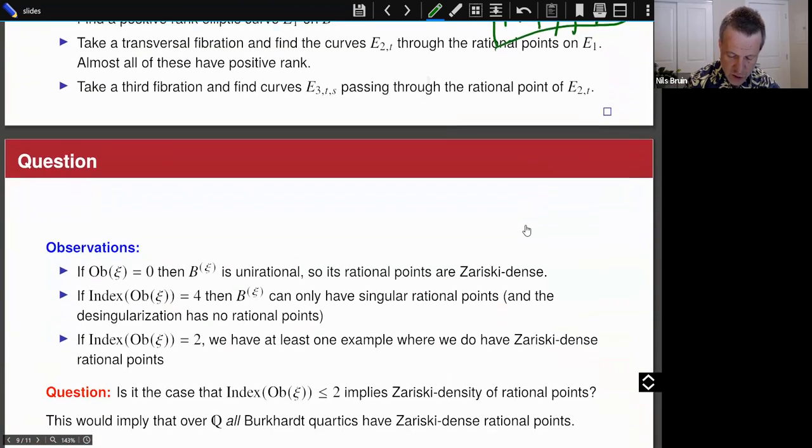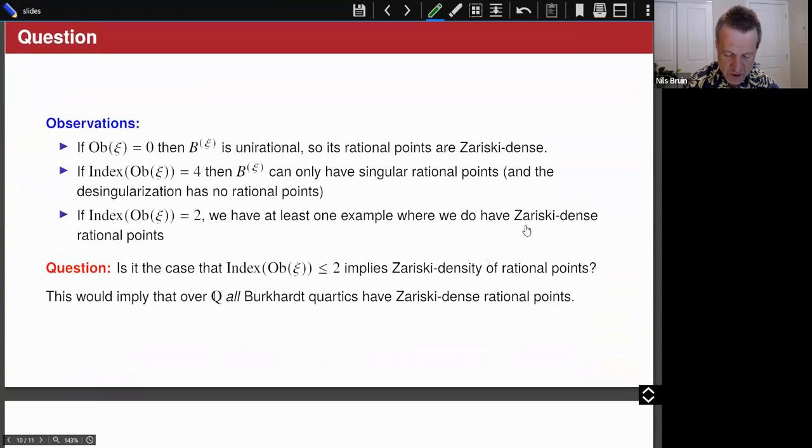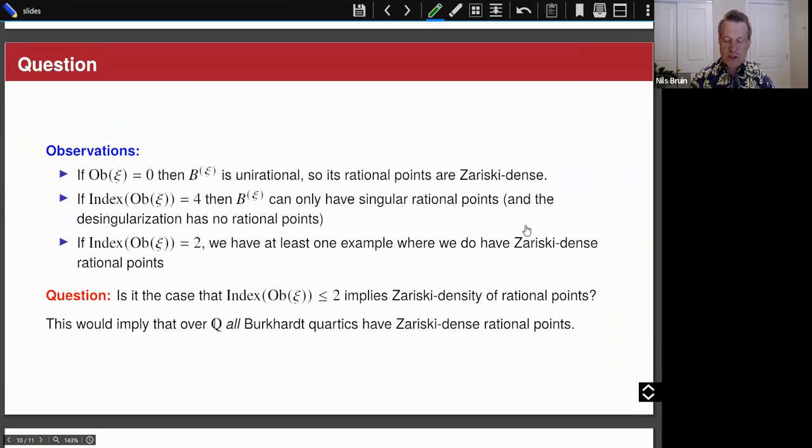And that then leads to a question. So we have some observations here. If the obstruction is trivial, then your Burkhardt is unirational, so its rational points are Zariski dense. If the index is 4, then the rational points are definitely not Zariski dense. And if the index is 2, we have at least one example where we do have Zariski density of rational points.